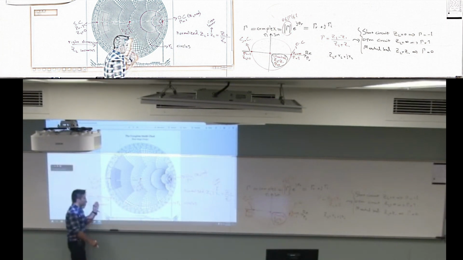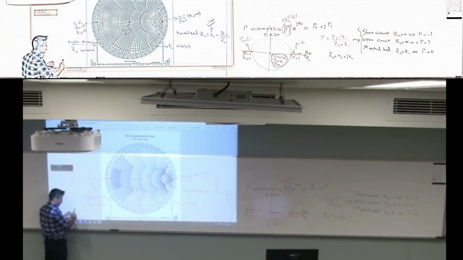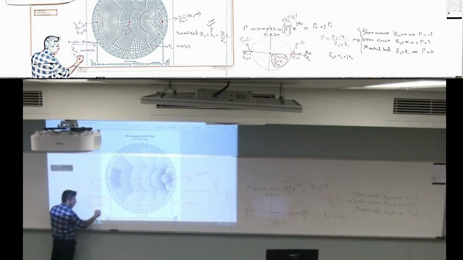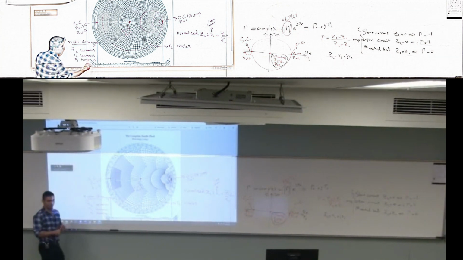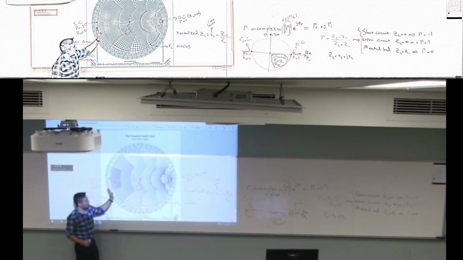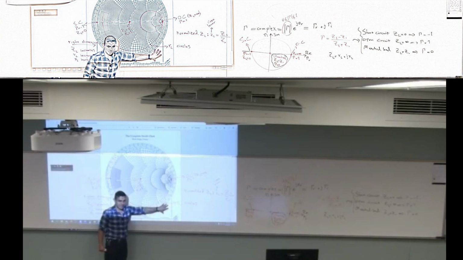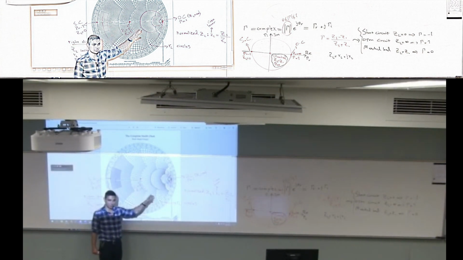I said when you go towards the right direction, everything increases. Both the ZL increases, RL increases, and XL also increases, both the real and imaginary part of the load impedance. So these are RL circles, RL value circles, okay? When you go towards the right direction, even though the circles get smaller, the value of the RL in those circles increases. That's the general thing.